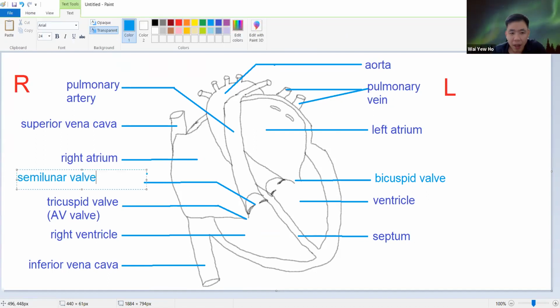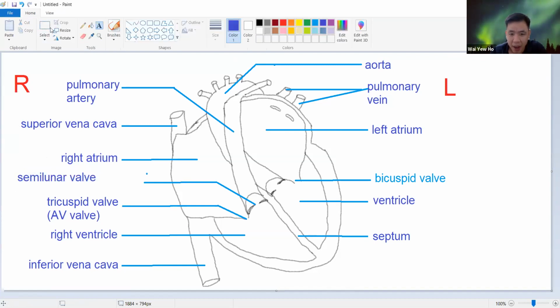I think Ms. Chan forgot to label the left side. Actually, it's already indicated as the left ventricle because she already indicated left. So that one is the left ventricle. That is correct.